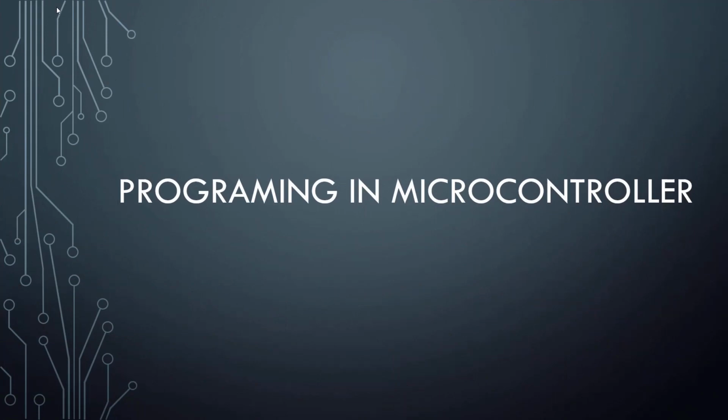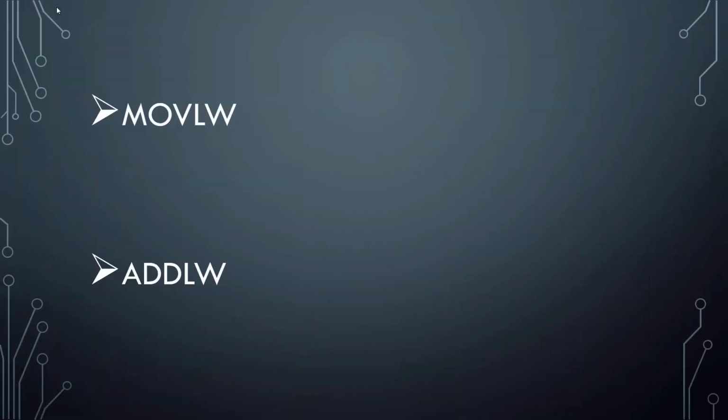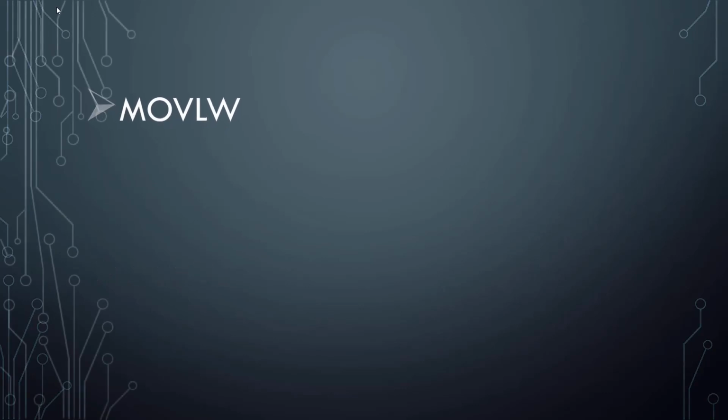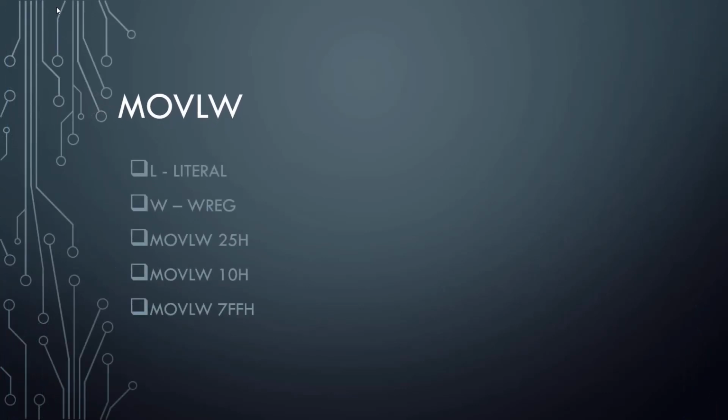Hi guys, in this series we will learn more about programming the microcontroller PIC18F458. The two instructions that we will cover in this video are MOVLW and ADDLW. The instruction MOVLW is used to move a literal value L to the working register W.